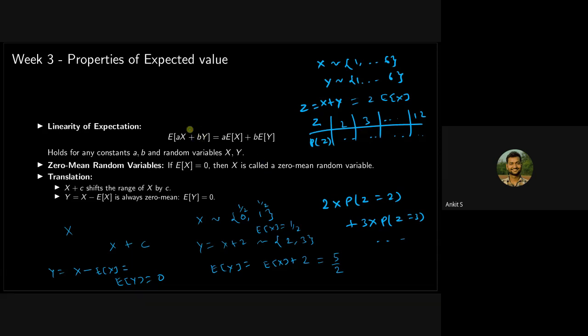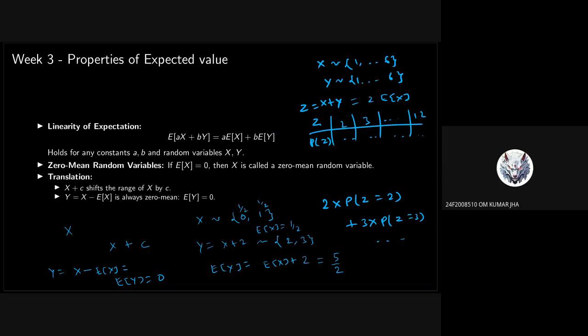So here, have we said anything about x and y? No. X and Y are random variables. The linearity holds for any constants a and b and any random variables x and y. It does not matter. I have not even written here that they are independent; even if x and y are dependent, the sum of their expected values will be equal. Linearity will hold even if they are dependent.